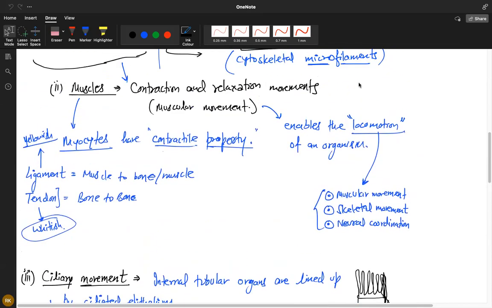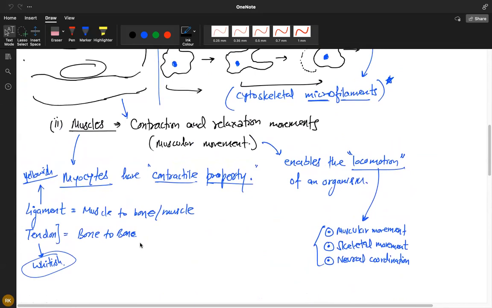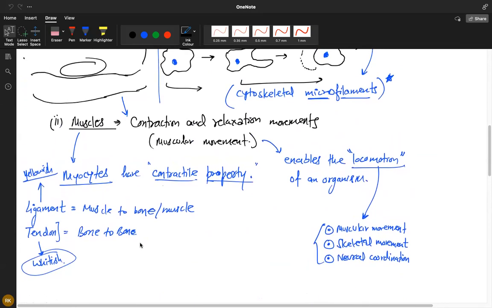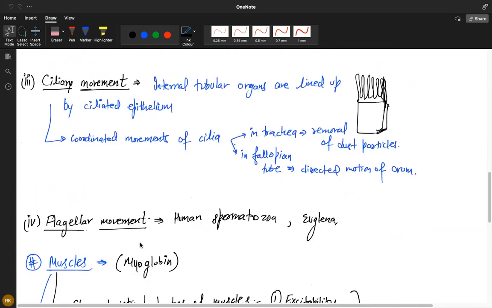And what is required for locomotion to happen? What are the major components? Only muscular movement? You have skeletal and neural coordination as well. Yes, correct.